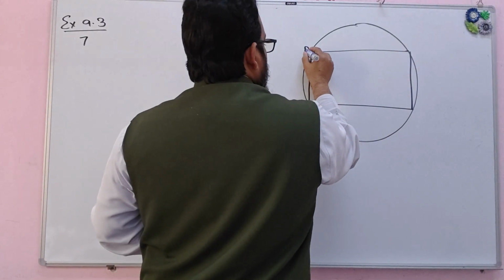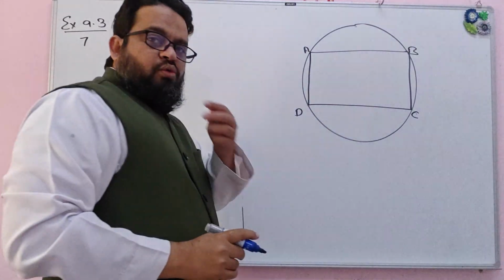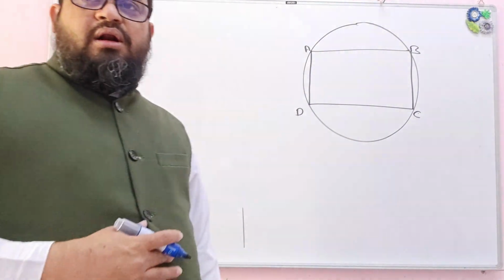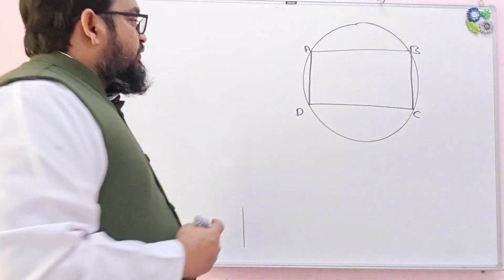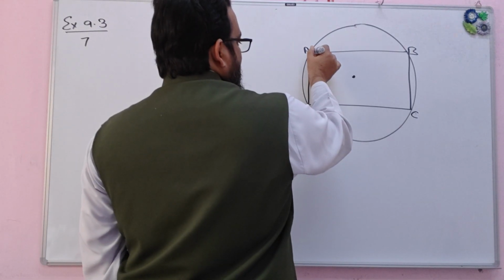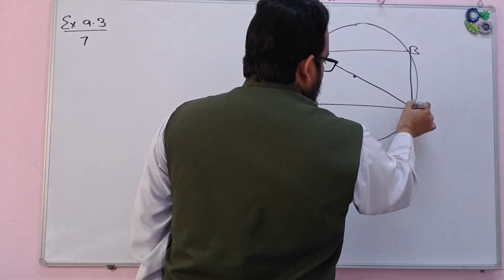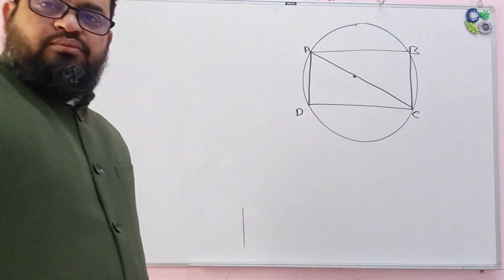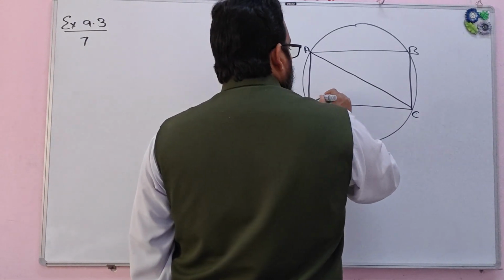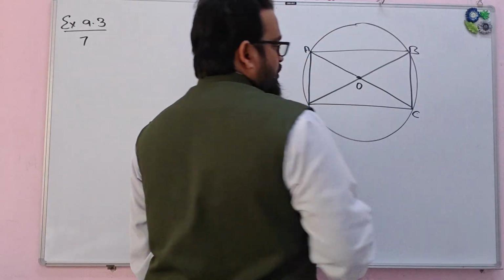So this is A, for example this is B, C and D. What has he given? If the diagonals of a cyclic quadrilateral are diameters of a circle. Let us say this is the diameter, this is the center. A diameter means the line joining any two points on the circle which passes through the center. In the same way, let us join BD. So this is center O.